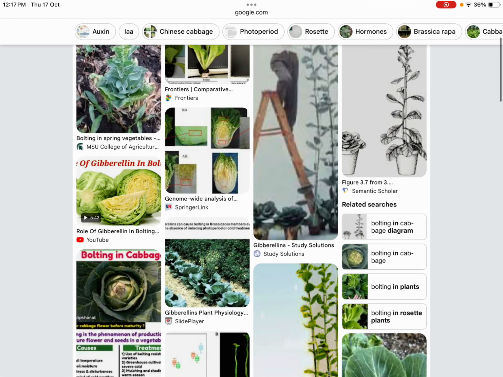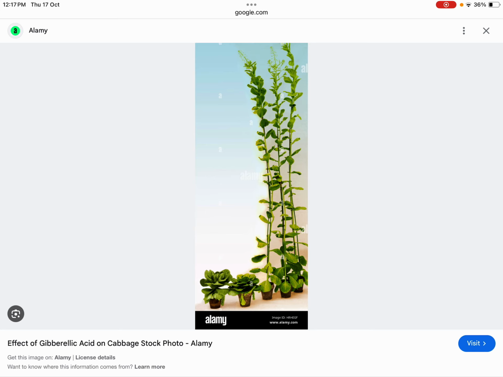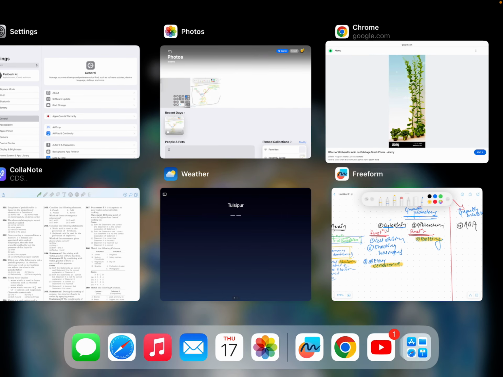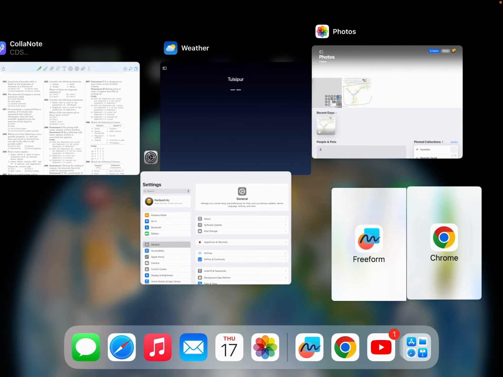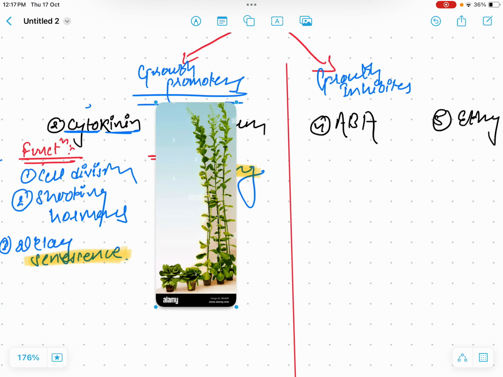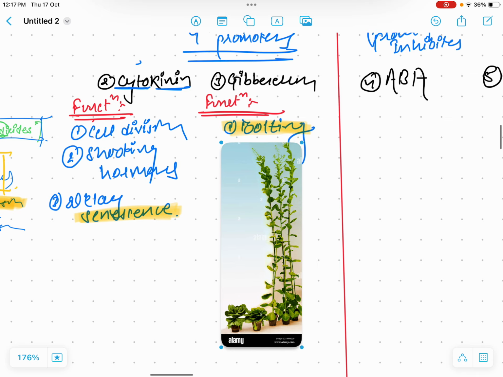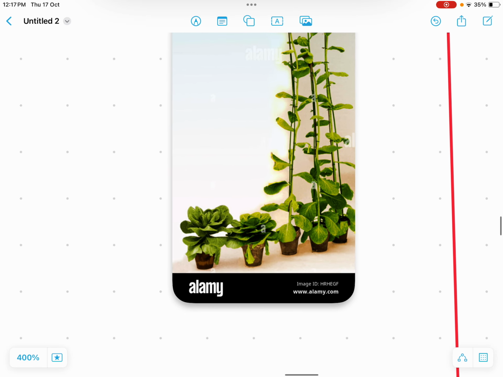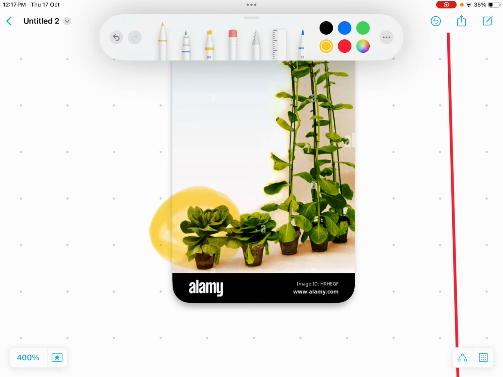Oh, here it is. This is what bolting is. Look at this. This is a cabbage plant, right? Have you seen this cabbage plant, right? So this is a cabbage plant.